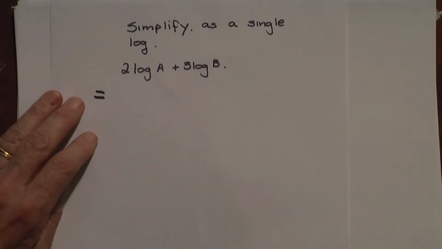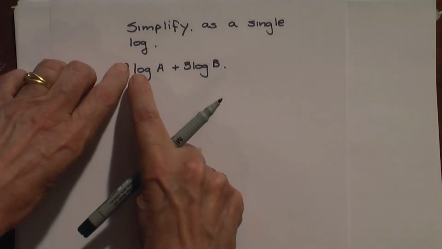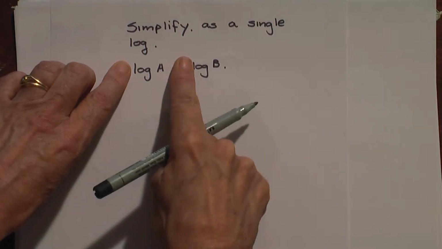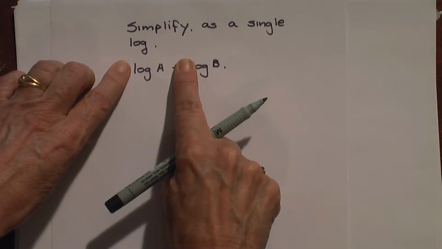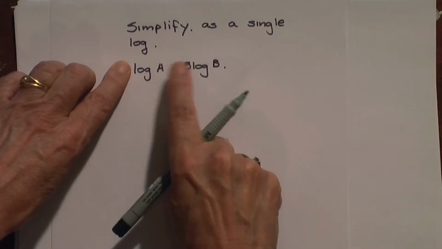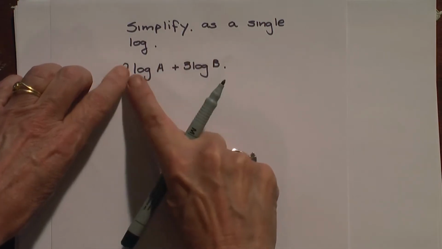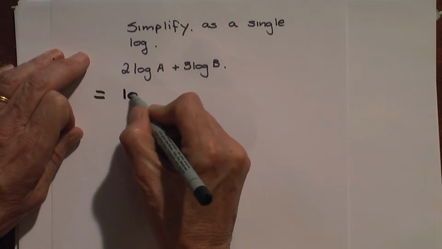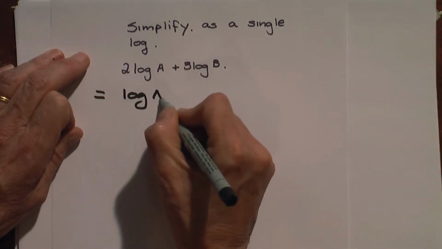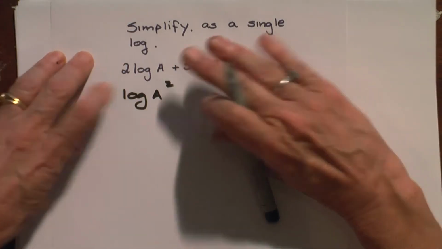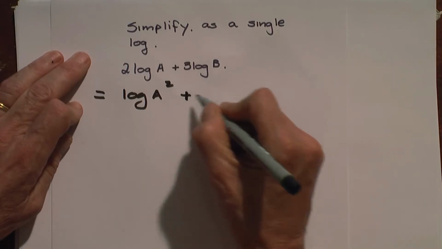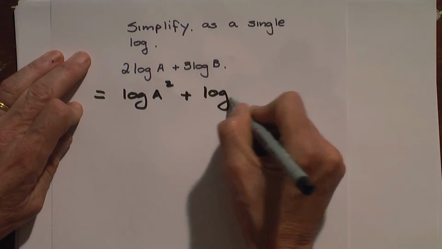Simplify as a single log. Now, first law, I can only use my addition law of logs if I have log A and log B. So my first thing is to use the reverse of the law I've just shown you. And what do I get? Log A squared, exactly the same as 2 log A plus log B cubed.